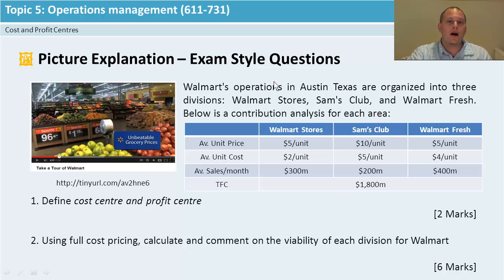Alright, with this area they've got Walmart stores, they've got Sam's Club, and they've got Walmart Fresh. So if we were to define a cost center, it's where costs can be directly attributed to, and it's a part of the business that's always making a cost, not necessarily a profit. All they have is total fixed costs and total variable. In this one here, because they're making sales in each area, you wouldn't have any cost centers in the Walmart structure. For the profit centers, because they're making sales and costs, all three of these areas will be profit centers within the Walmart organizational structure.